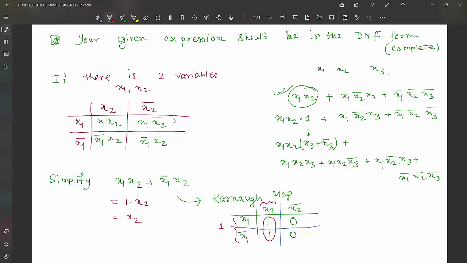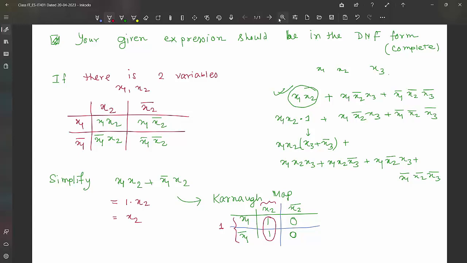Is it clear now? We have to take the common from the left column, that means the pair assigned values. So common between x1 and x1 bar, no common. That means it is 1. And this is x2, so it is only one value. So we take 1 dot x2, and 1 dot x2 is equal to x2. This is a two variable form.